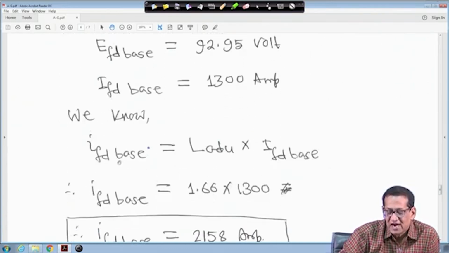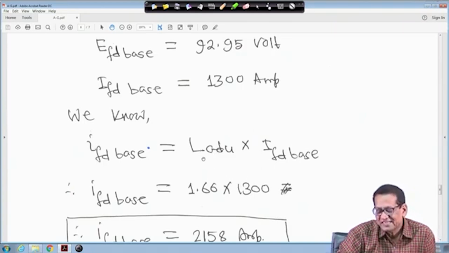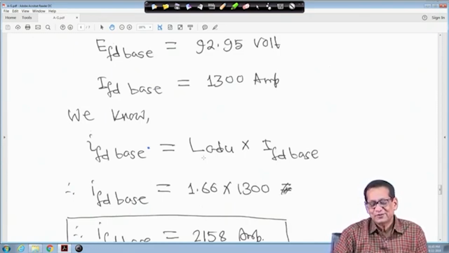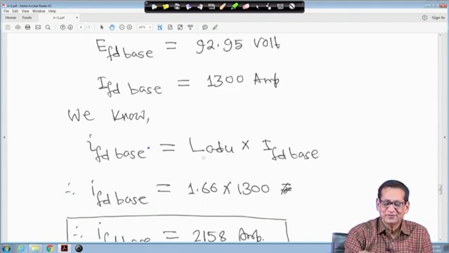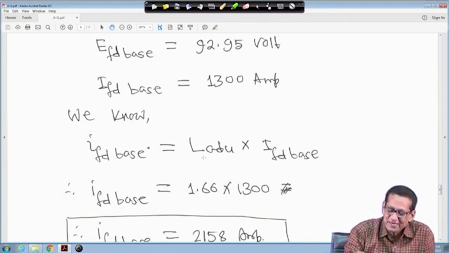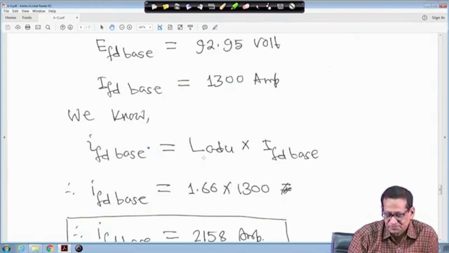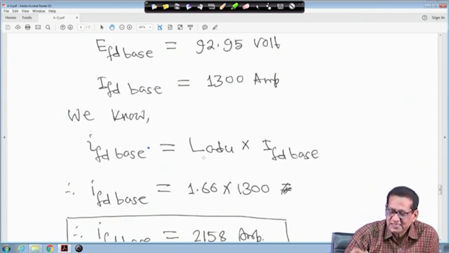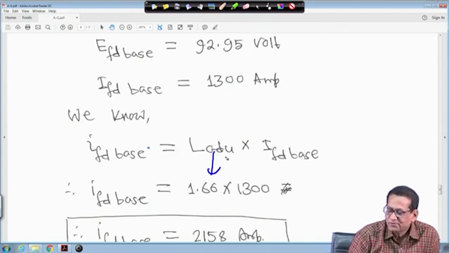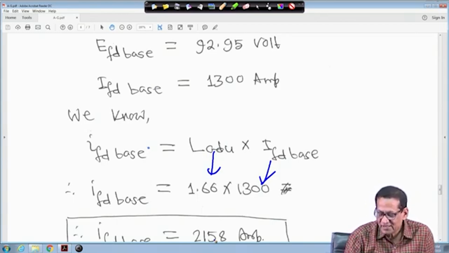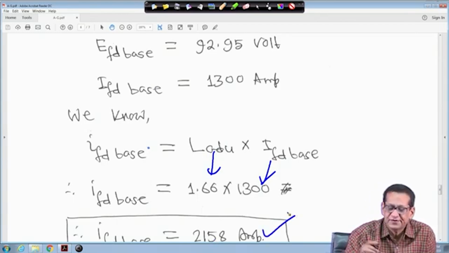Now, we know that IFD base is equal to LADU into IFD base, because in the per unit system your inductance and your reactance are the same in per unit, as I told you. That is why, instead of writing in terms of X, I have written LADU into IFD base. Therefore, IFD base will be 1.66, this data is given, into 1300. So, IFD base will be 2158 ampere.